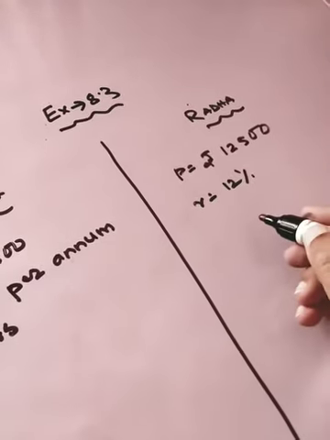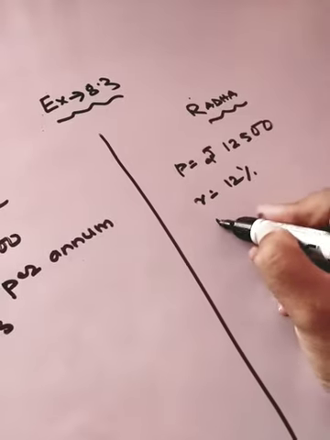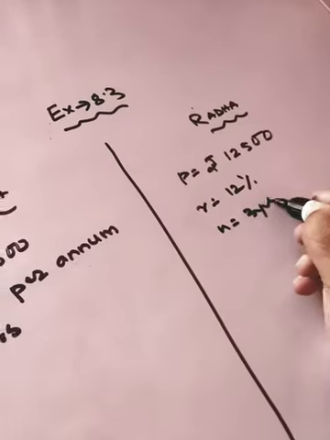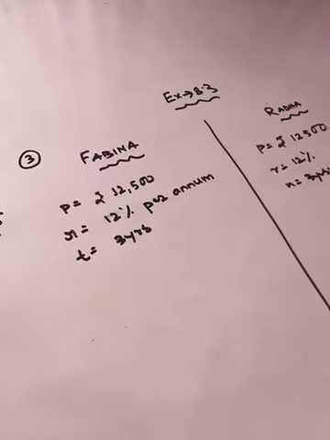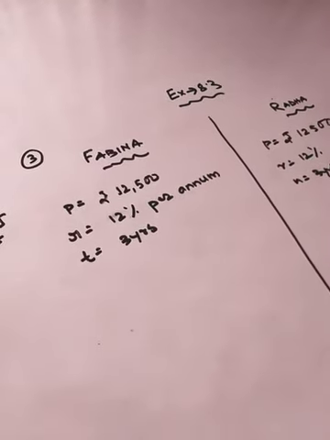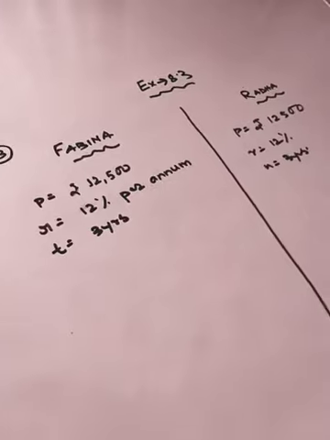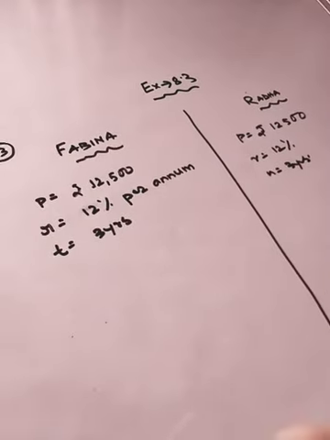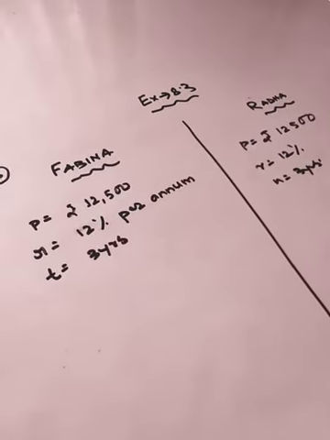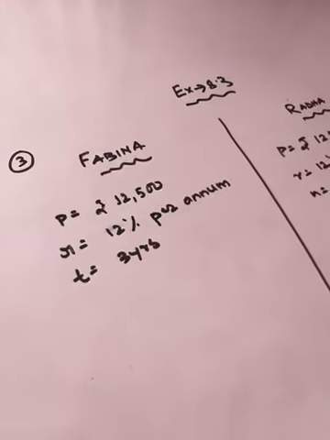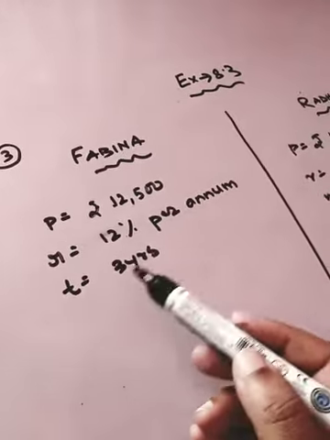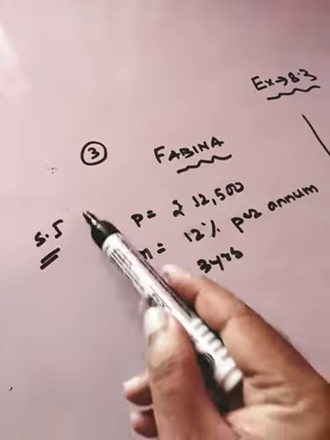12% and time is 3 years. Yes. Now this is sum number 3. Okay, students. So according to the problem sum, there are two characters, Fabina and Radha. Now Fabina has borrowed the amount of 12,500 at the rate of 12% for 3 years at simple interest.